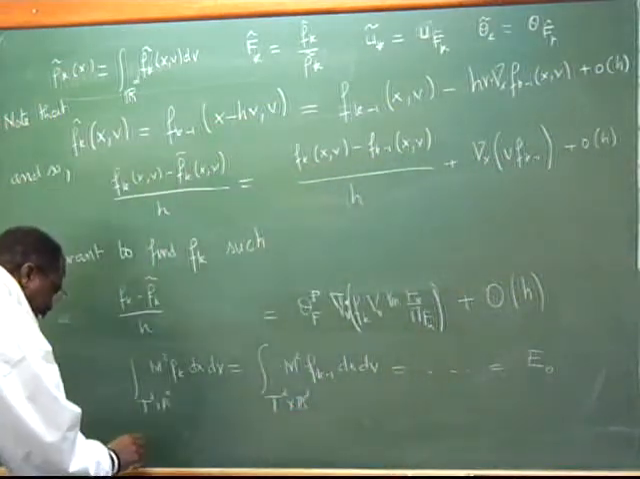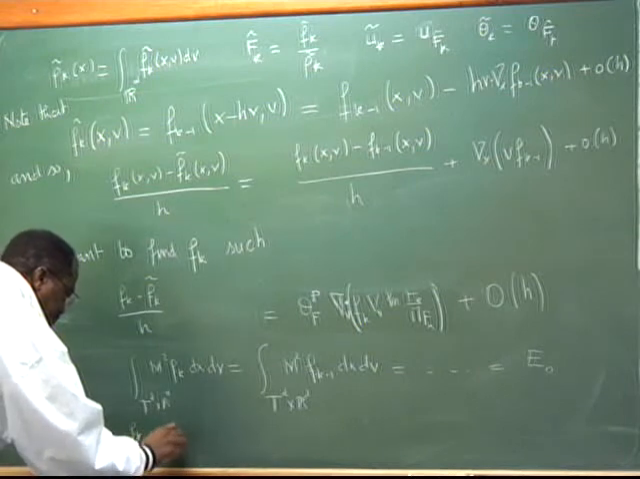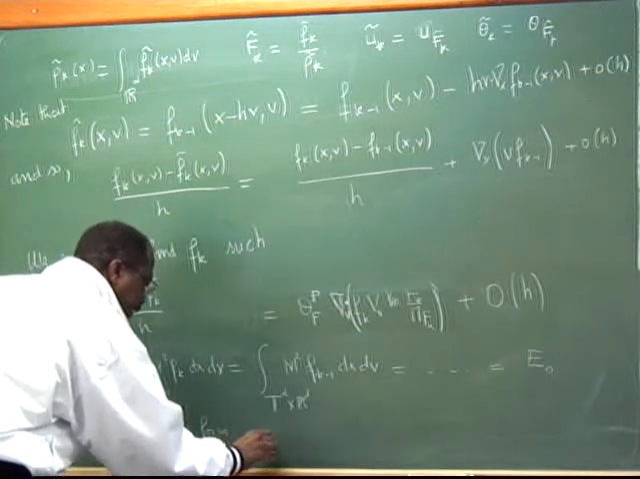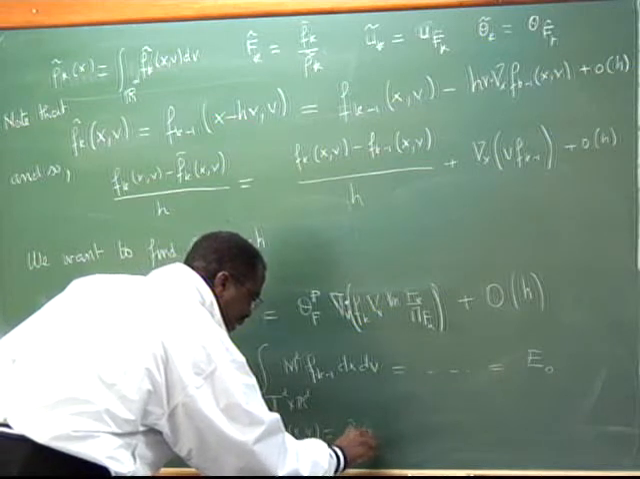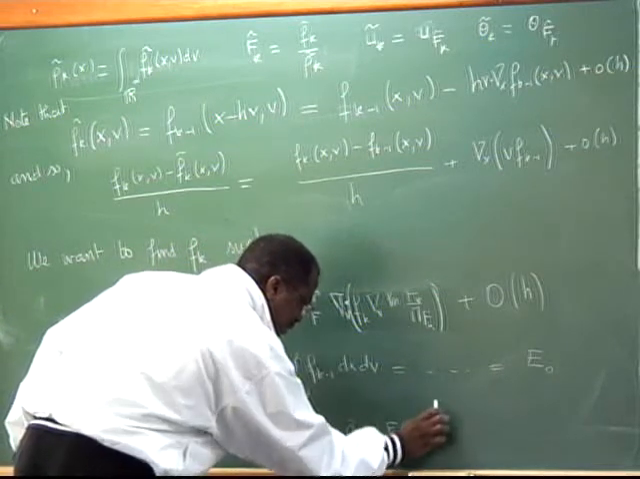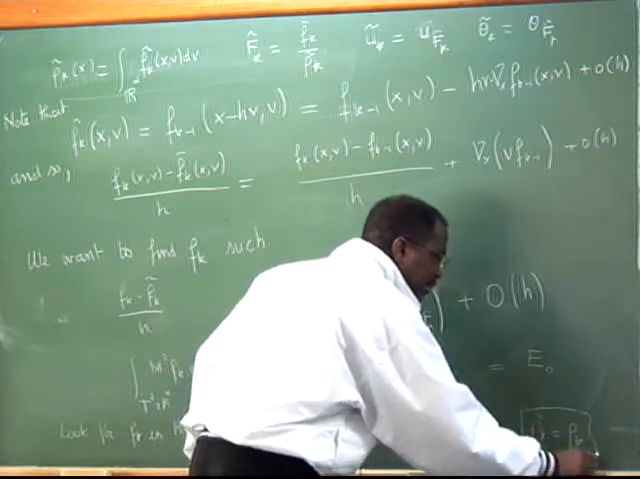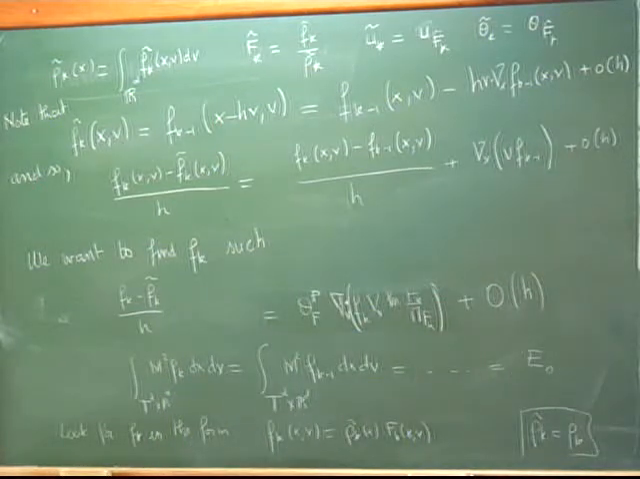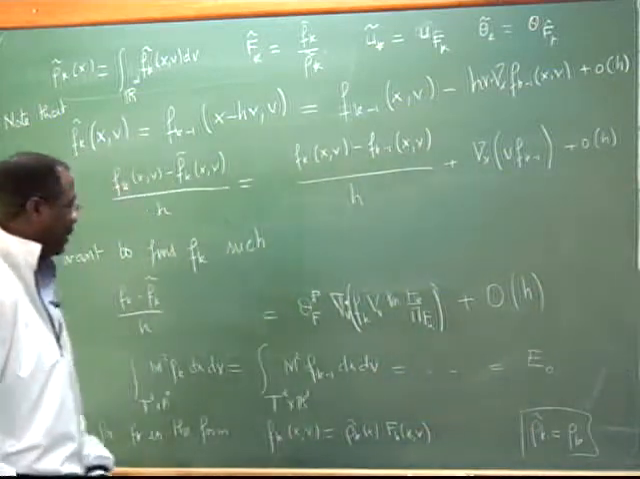E naught, the kinetic energy of the density at time 0. I am going to look for F_k in the form F_k of x, v is rho tilde k of x times F of F_k of x, v. In other words, I want rho tilde k to be rho k, because I have always applied the mechanics on the space variable, and the next mechanism is only on the velocity variable. So I am not going to change anything about the space variable.